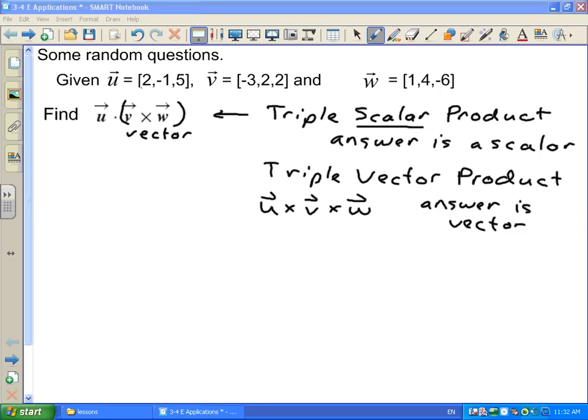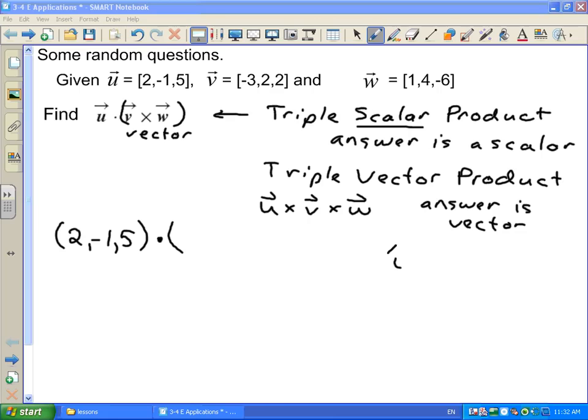So let's go ahead and work out the triple scalar product of u dot v cross w. The first thing we're going to have to do is write out our vector u. U is 2, -1, 5. We're going to want to take the dot product of that with some other vector, and this vector is going to be the result of doing the cross product of v and w. So how do we do that cross product of v and w?